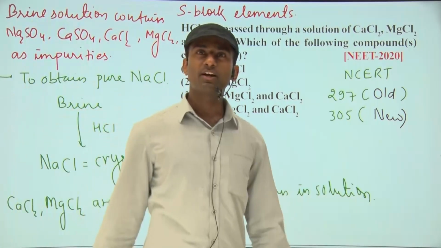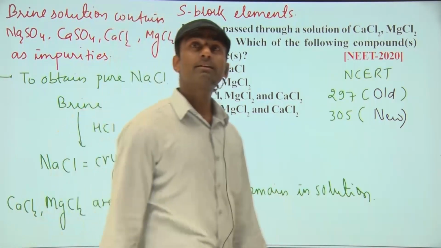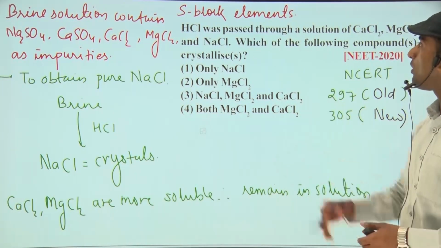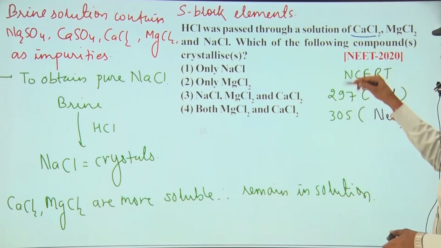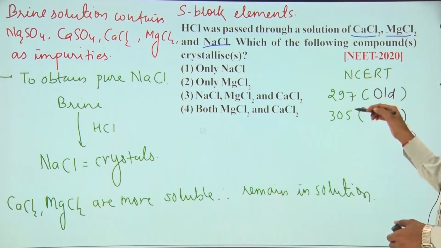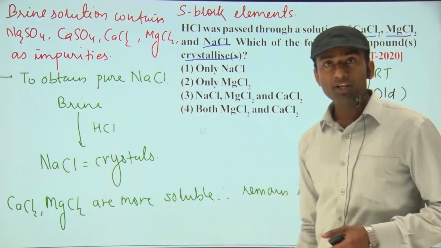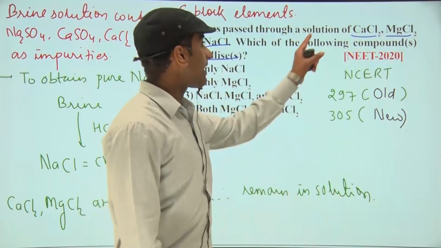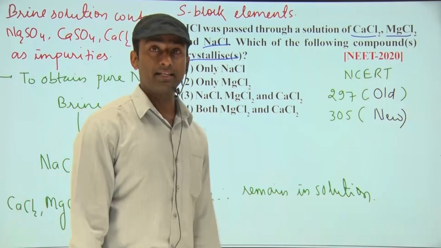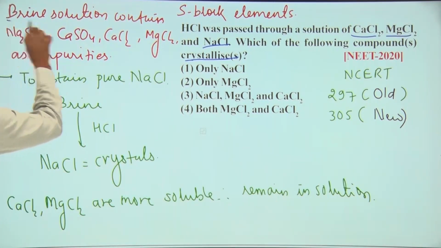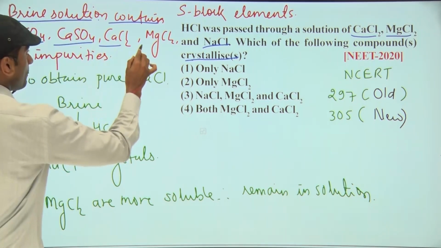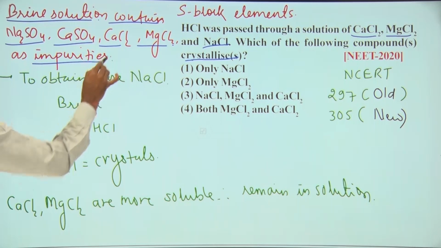Clear? This question is taken from the s-block elements, and the topic is sodium chloride, NaCl. The question is asking that HCl was passed through a solution of calcium chloride, magnesium chloride, and sodium chloride. Which of the following compounds crystallizes? As far as the solution in which calcium chloride, magnesium chloride, and sodium chloride are present is concerned, this is called brine, and it has impurities. Brine solution contains the impurities of sodium sulfate, calcium chloride, and magnesium chloride.